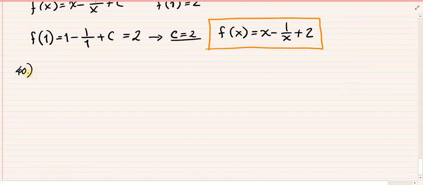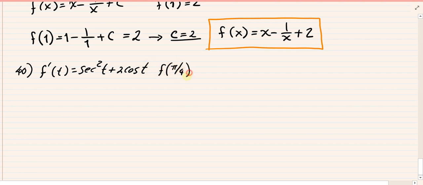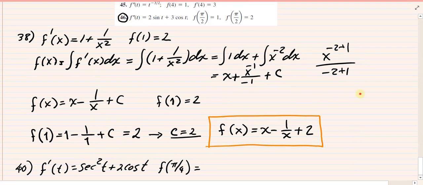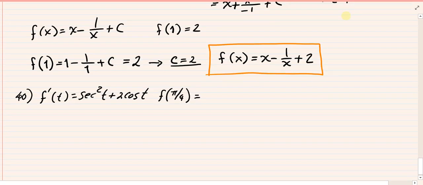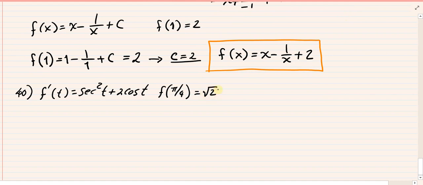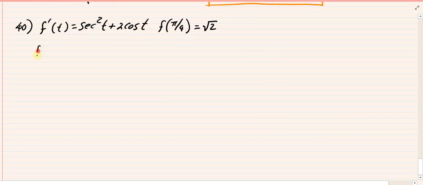In number 40, we have f prime of t is secant squared t plus 2 cosine t, and our initial value again was f at pi over 4 had to be square root of 2. So let's find f of t. To find f of t, we need to find the antiderivative of secant squared t plus 2 cosine t dt.